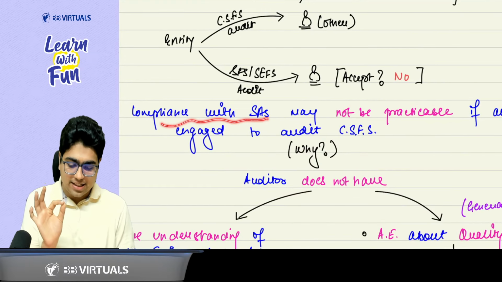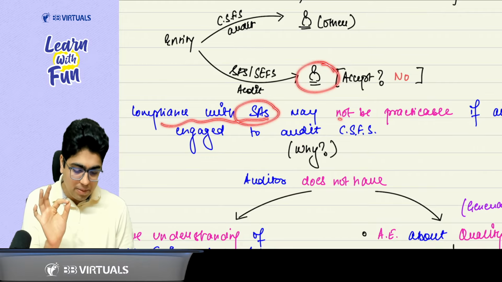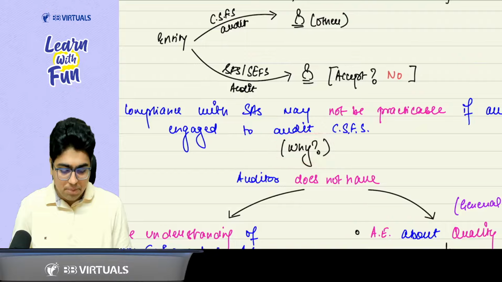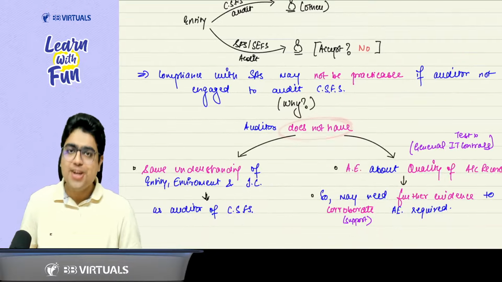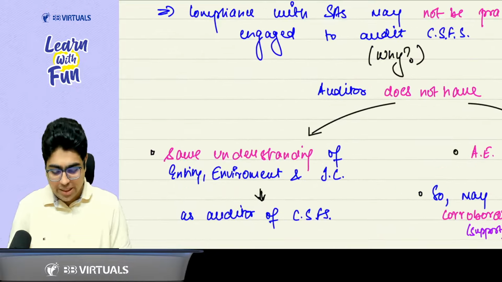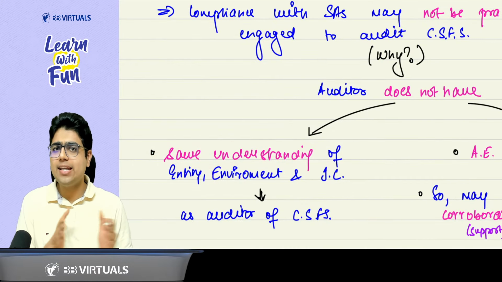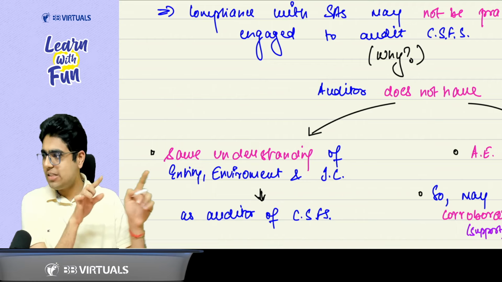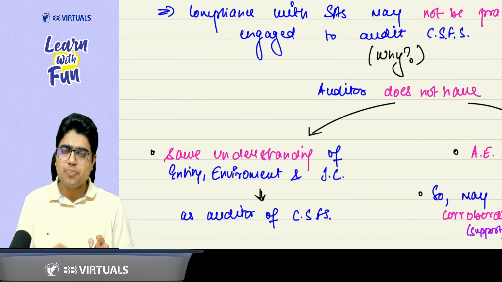Complying with the standards on auditing in such an audit may not be practicable. Why? Because you don't have two things. First of all, you don't have the same understanding of the entity, environment, and internal control which the auditor of the complete set will have. Sir, how come?